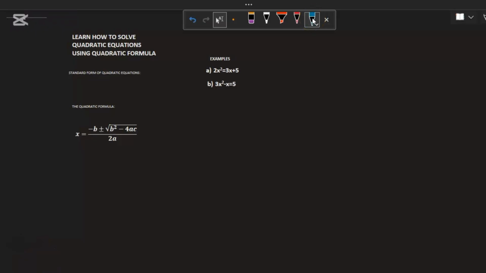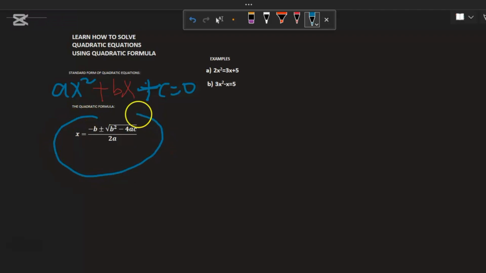In this video, we will focus on how to solve quadratic equations using the quadratic formula. The standard form of a quadratic equation is ax squared plus bx plus c equals 0, while the quadratic formula gives this.